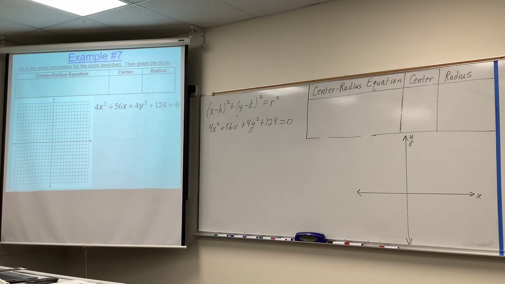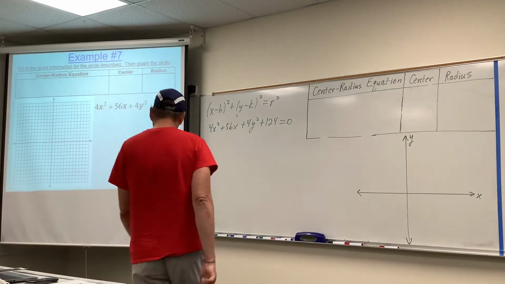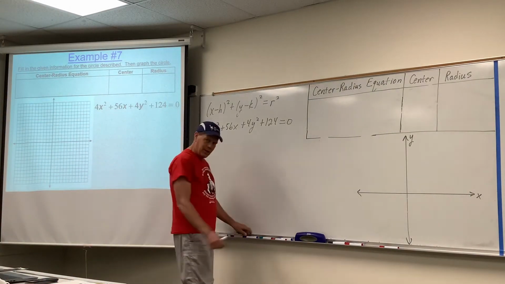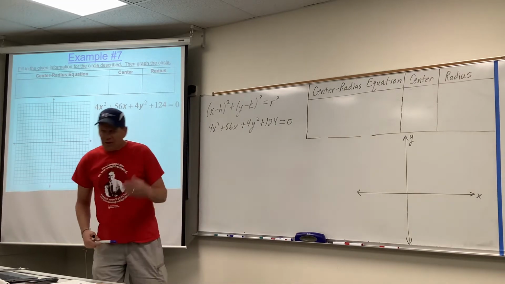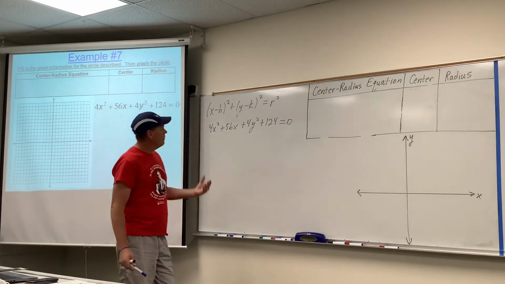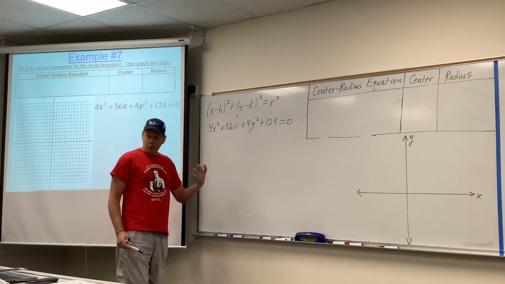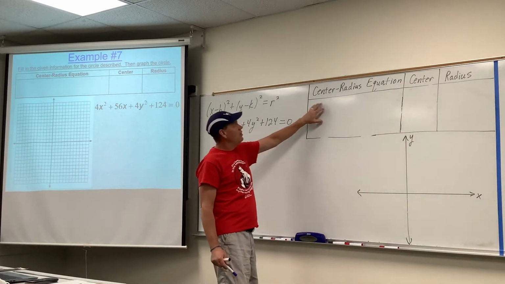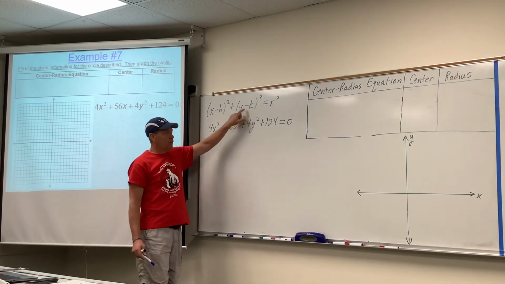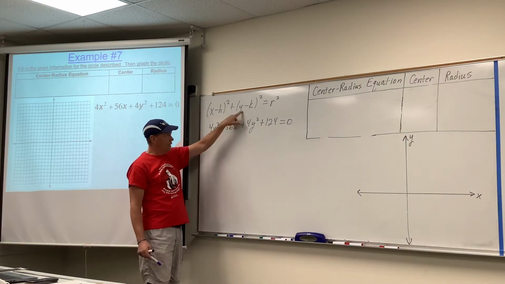Here's example 7 for circles. This will be our last one for this particular assignment. Again, this will correspond to assignment number 23, circles. There's a couple of oddities on this one. Similar to the previous two, we have an equation here, and we need to manipulate that equation to be center radius form, which is written right above it. This needs to look like this.